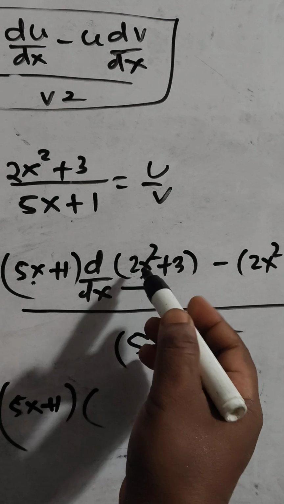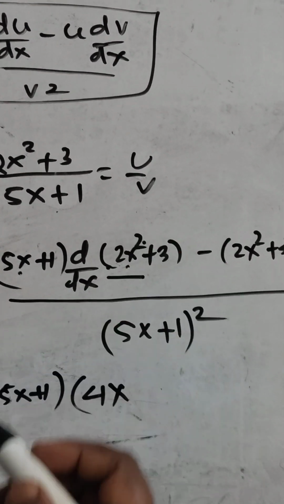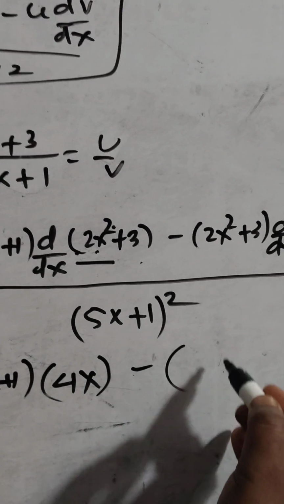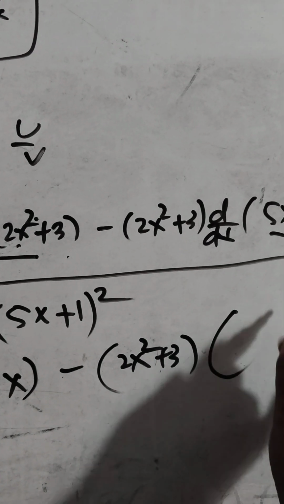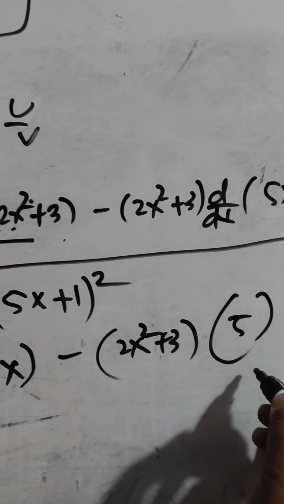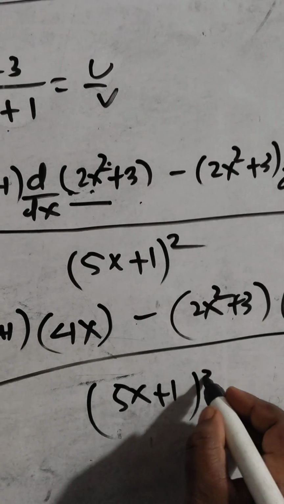Whatever v is there, you have to write that, that is 5x plus 1, into the derivative of 2x square, which is 4x. First rule: power becomes coefficient, power is reduced by 1, and derivative of 3 equals 0. Minus 2x square plus 3. Then what is the derivative of 5x? That is 5, and derivative of 1 is equal to 0, divided by 5x plus 1 whole square.